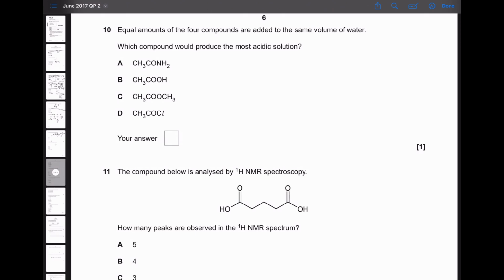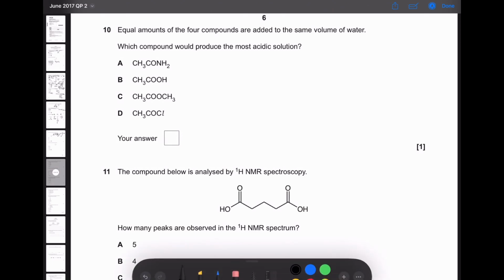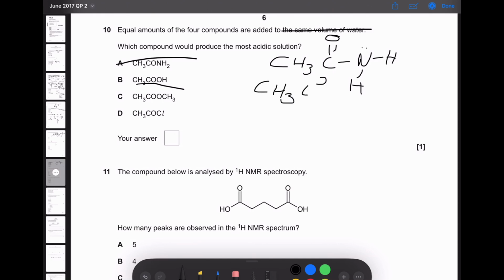Equal amounts of the 4 compounds are added to the same volume of water. Which compound will produce the most acidic solution? So here we've got an amide, CH3C... We've got that. Now if you add water to that, it's not going to do much, so A is gone. CH3COOH, well, that's a carboxylic acid, and when you dissolve that in water, it's still going to be an acid. So B is a strong contender.